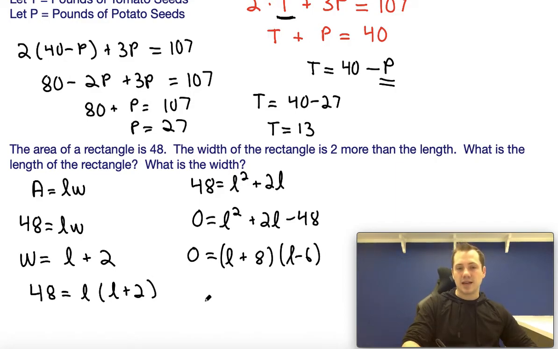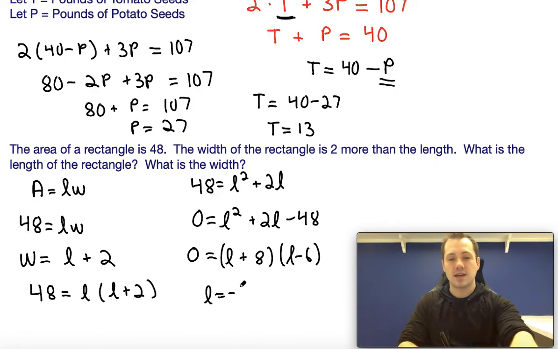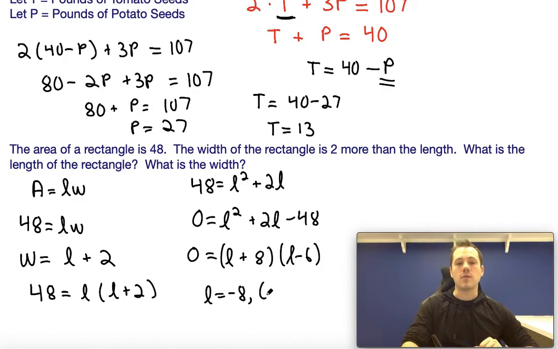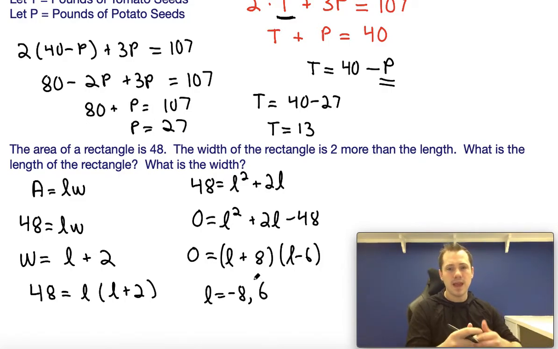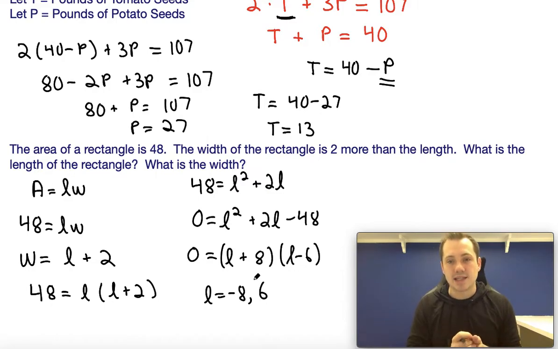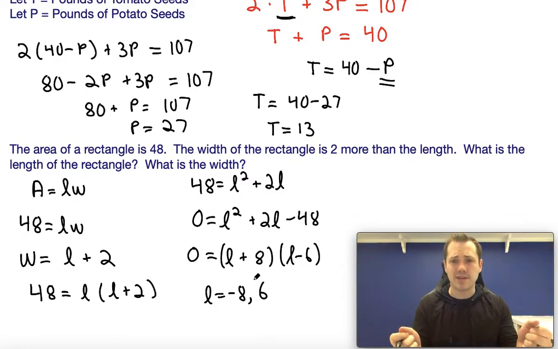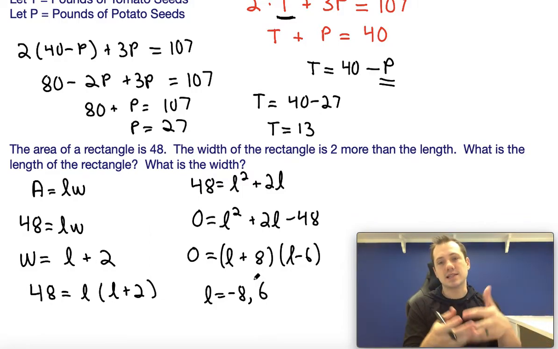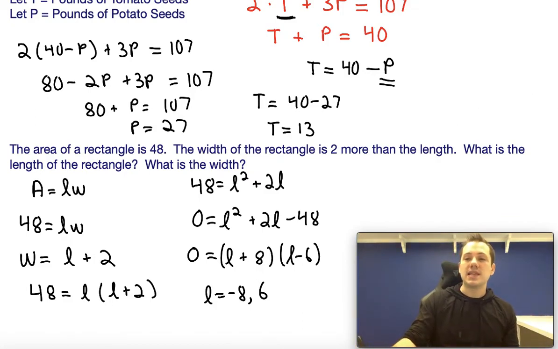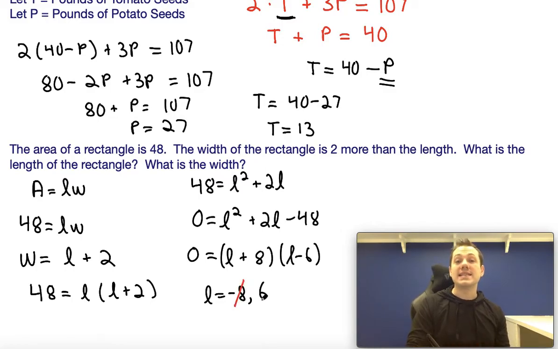Setting each of these factors equal to 0, we would find L could either equal negative 8 or L could equal positive 6. Now one of these answers doesn't really make sense. You can't have a negative length, right? Like I never take out a tape measure and measure something and say, oh, that's negative 5 meters. No, we just say it's 5 meters long. So this negative number is an extraneous solution because we can't have that. And then L is 6 is going to be our actual length.